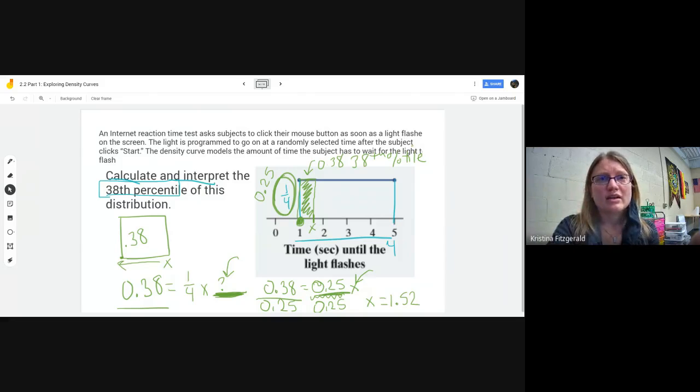So basically, we just want to divide away the 0.25 to get x, because we're going from here all the way down. So if we go up to 1.52, then from here down to the end of my data, it's going to be 38%. So that's going to be my 38th percentile. So at 1.52 seconds, 38% of the data is at or below 1.52.